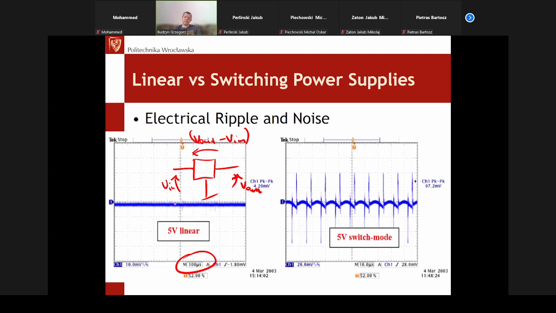Who knows? Who has made this kind of regulators in practice? Like 78XX regulators, or LM317, for example. 1.25 volts. For a low dropout or for regular? Regular. More, usually more. Sometimes 1.25 volts you can meet at low current, because it's current dependent. A safe value is above 2 volts. And for low dropout?